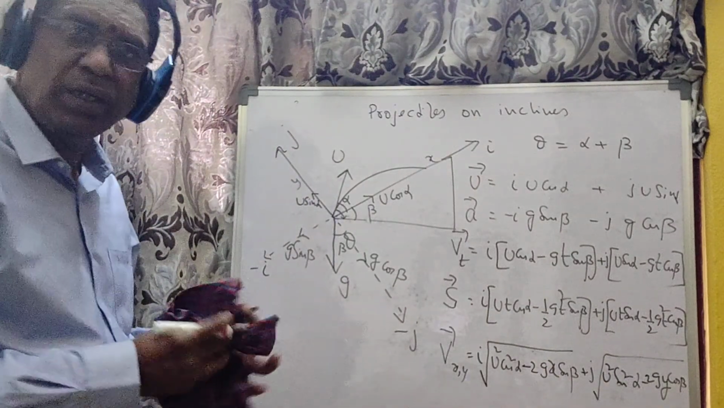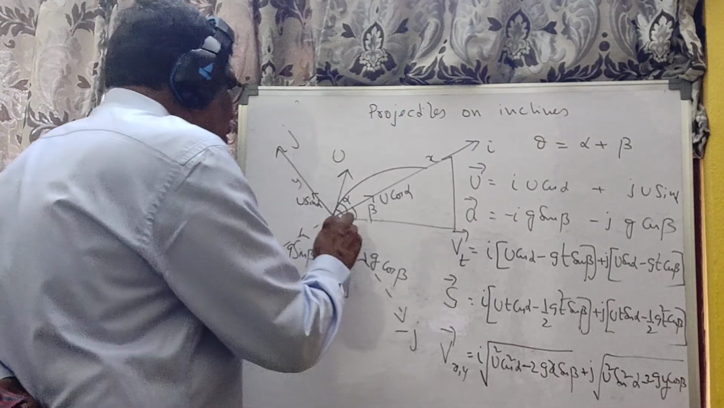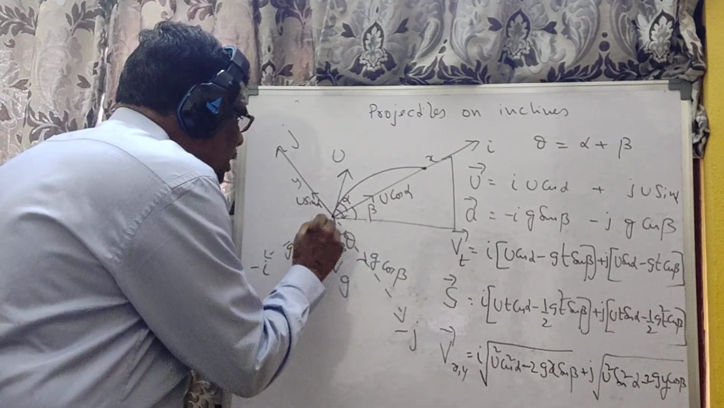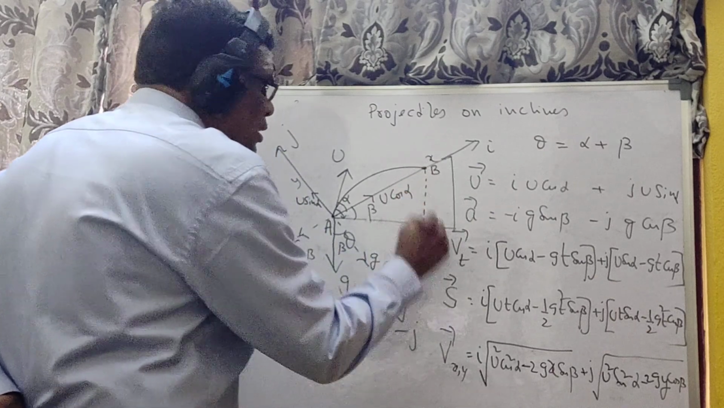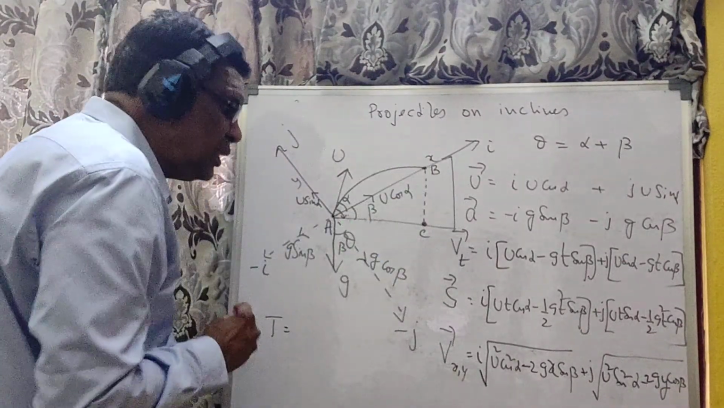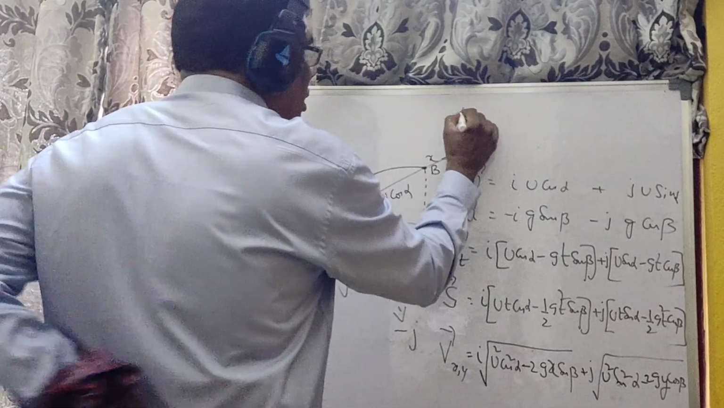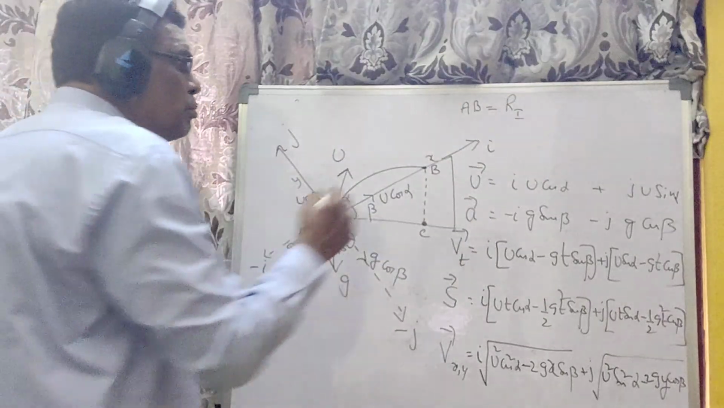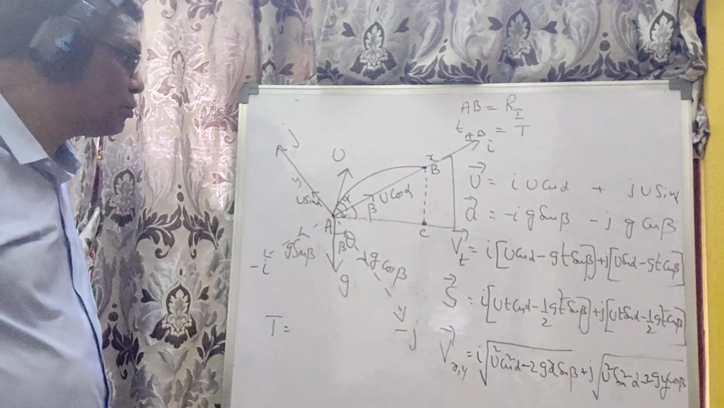Now if I want to know what is the time of flight of this, now you look, this and this. So y is 0, this is the time of flight. So I would say A, B. Now the projection here is C. The projection there is C. Now AB, what is AB actually? I will write it here. AB is range on the inclined surface. Time taken from A to B is time of flight.